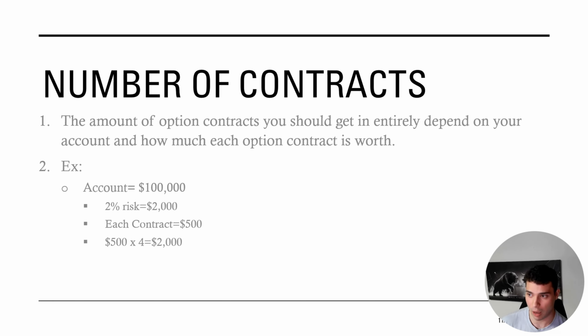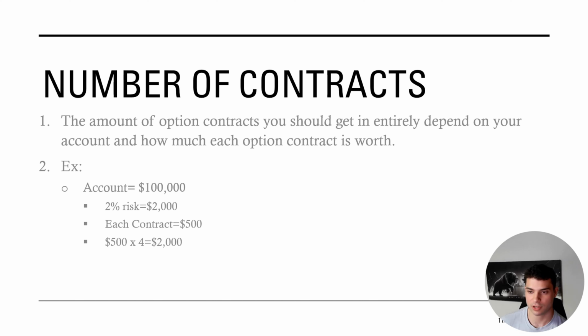It depends on how much your account is, right? What's the total capital of your account? How much money do you have in your account? And how much each option contract is worth. With futures it's much simpler, but with options, these contracts are worth different amounts. You could be trading SPY, it could be $100. You can trade Tesla, it could be $300. So you never know exactly how much each option contract is worth, but you have a simple equation you can use to find it out.